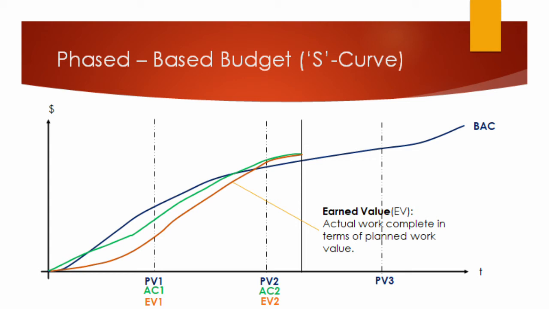To add to that, we document and capture our earned value. This is the work complete in terms of the planned work value. So we're able to actually now graph the planned value of the work, the actual money we spent, and the actual work completed.